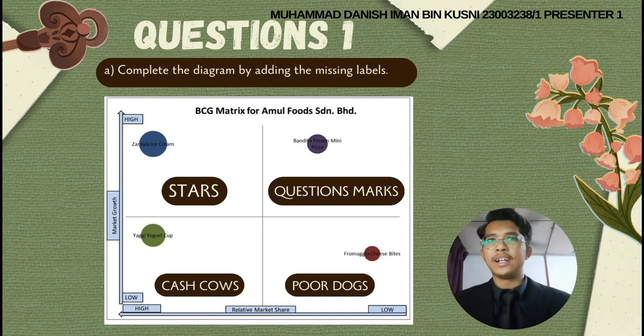At the first quadrant, at the left side above, we have stars. At the second quadrant, at the right side above, we have question marks. At the third quadrant, at the left below, we have cash cows. And lastly, at the fourth quadrant, at the right below, we have poor dogs.